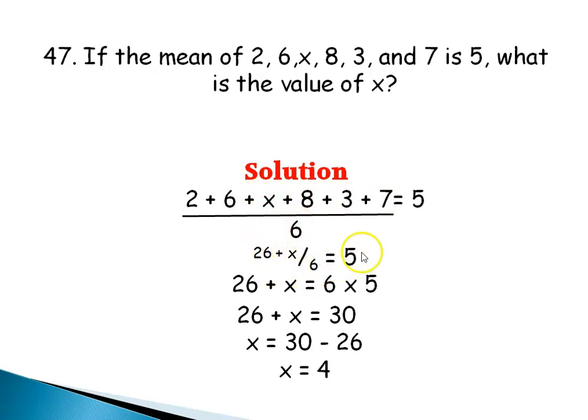Then we'll cross multiply, 5 times 6. 26 plus x is equal to 6 times 5, which is 30. So 26 plus x is equal to 30. I'll bring my 26 to this side, and it becomes minus 26. x is equal to 30 minus 26. So x is 4. Is that okay?